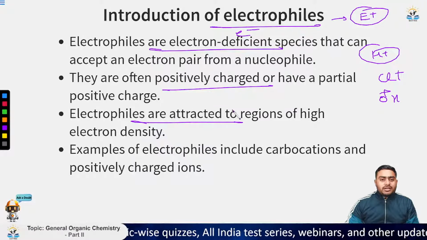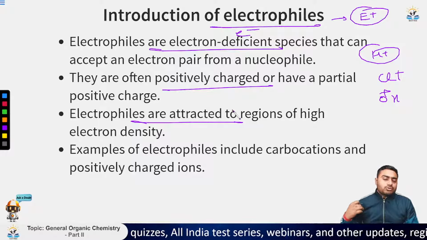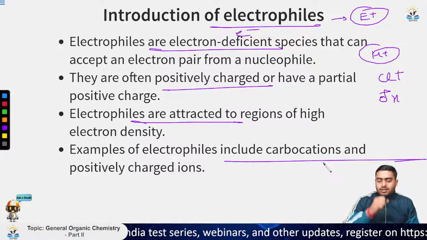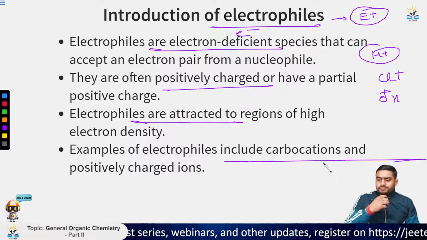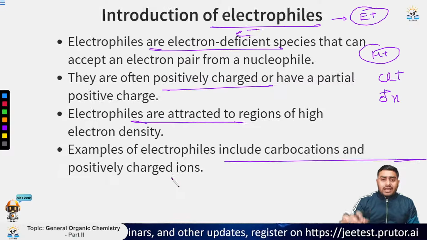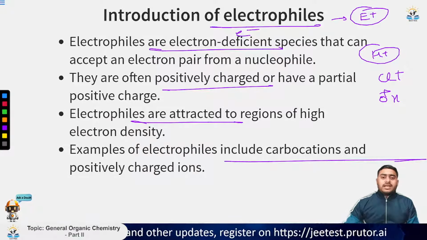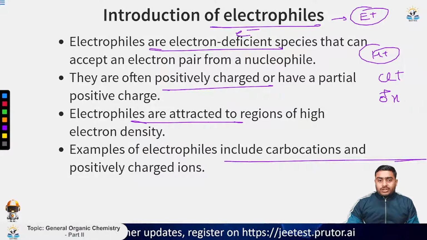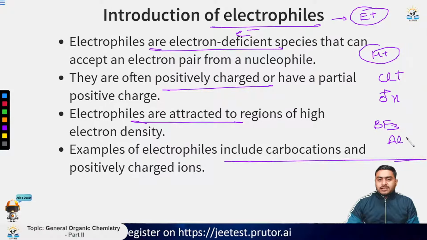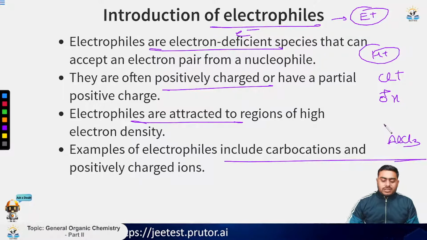Electrophiles are attracted to regions of high electron density, right? Examples of electrophiles include carbocations and positively charged ions. An electrophile can be neutral as well, like those with an incomplete octet, for example BF3, like Lewis acids, AlCl3. So that's a point here.